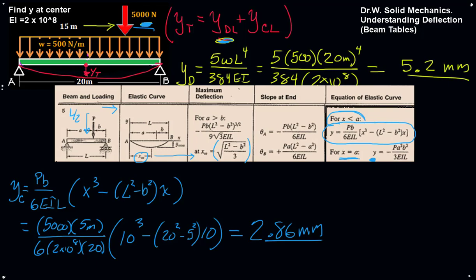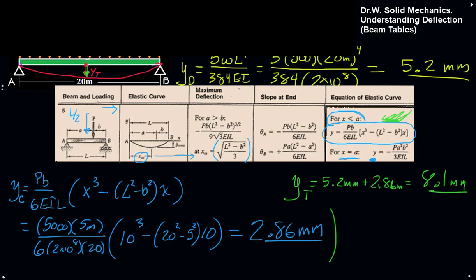And with that we have our answer. Y total will be 5.2 millimeters plus 2.86 millimeters for a grand total of 8.1 millimeters of deflection here at the very center. Let's take a look at a few more examples.